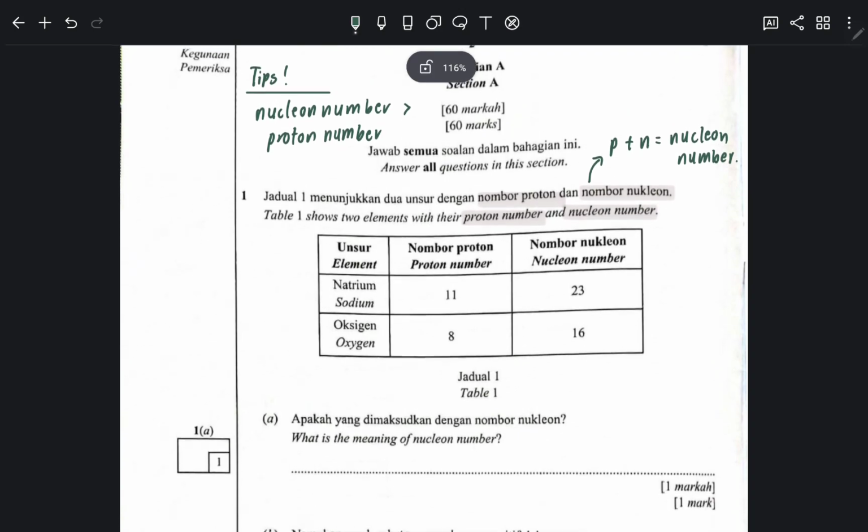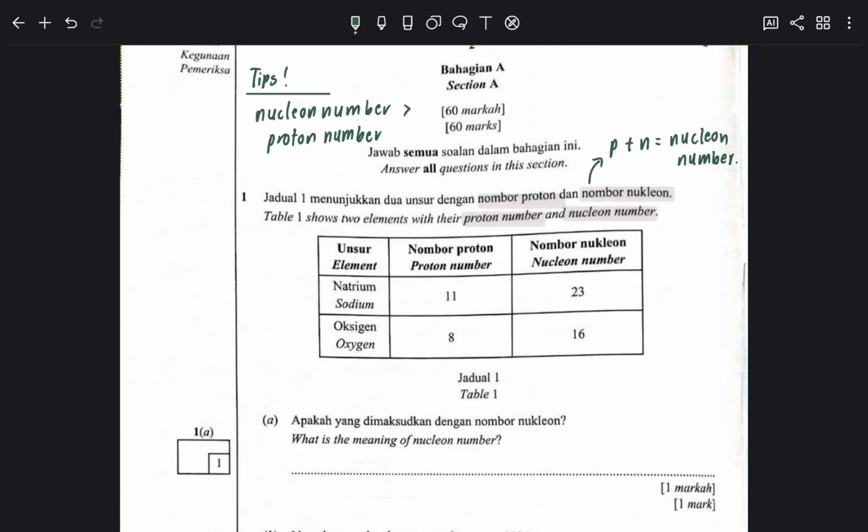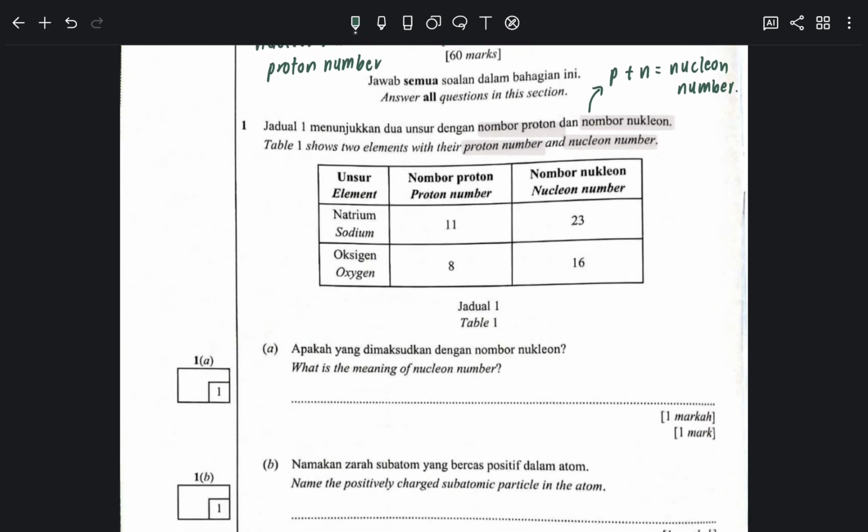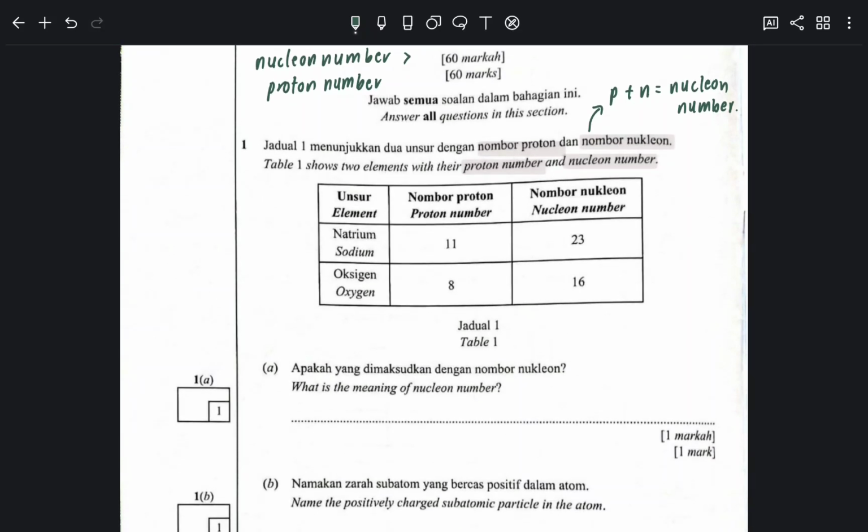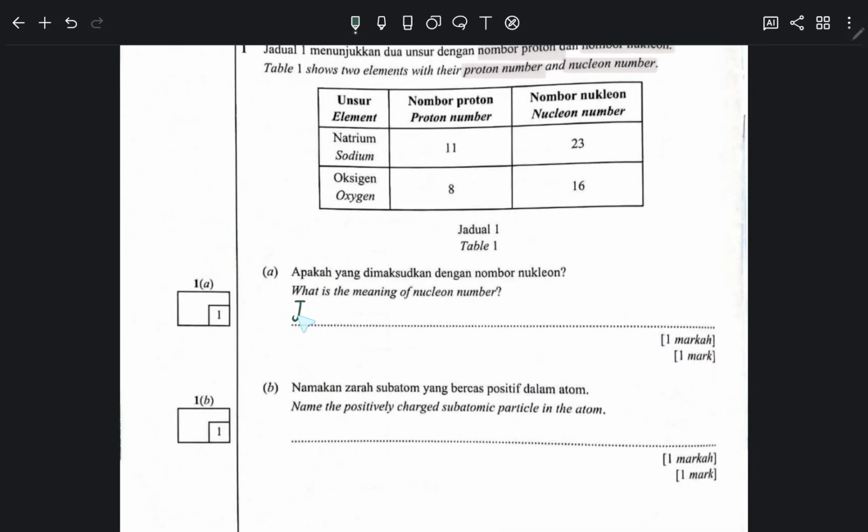For this first question, I want to answer in Malay, but I will give the English version of the answer also, and I will just recite it. You have to write quickly. First question: what is meant by nucleon number? Nucleon number is proton plus neutron. So you must say nucleon number is the total number of protons and neutrons. Where do they sit? Yes, in the nucleus.